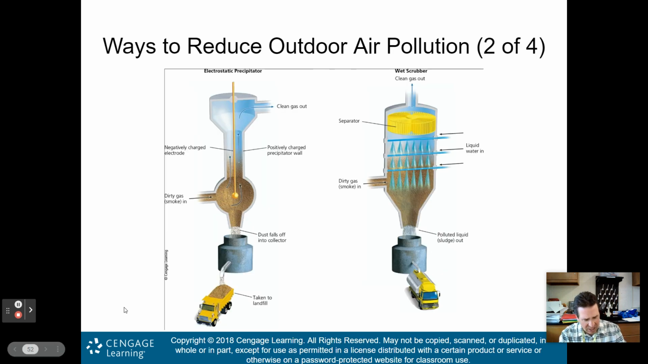So this is the electrostatic precipitator on the left, the red wet scrubber on the right.